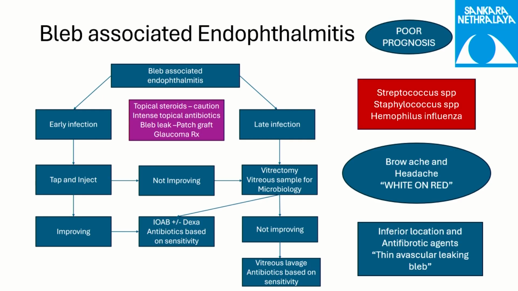When we take up this patient for surgery, we have to keep a patch graft, a scleral patch graft, ready, and we have to use fortified antibiotics with a lower dose of steroids. The organisms are Streptococcus, Staphylococcus, Haemophilus. It is generally associated with a very, very poor prognosis.